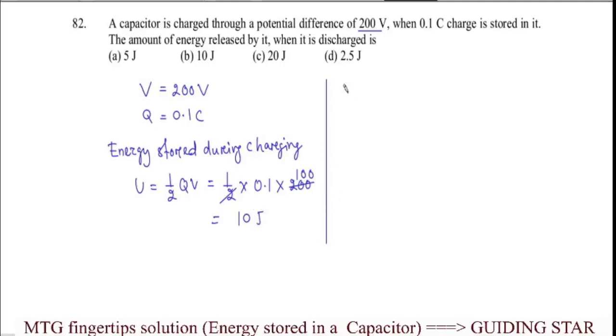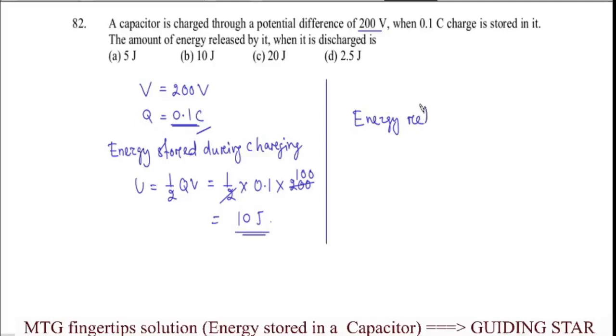That means what will be the energy released when it is discharged? So 10 joules of energy is stored in between the plates of the capacitor when we connect it through a 200 volt supply to store a charge of 0.1 coulomb. Clear?